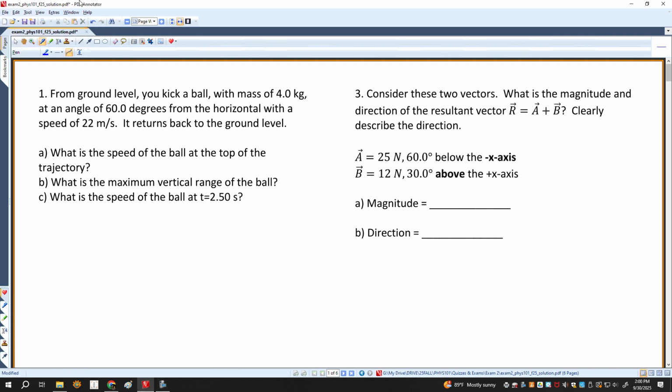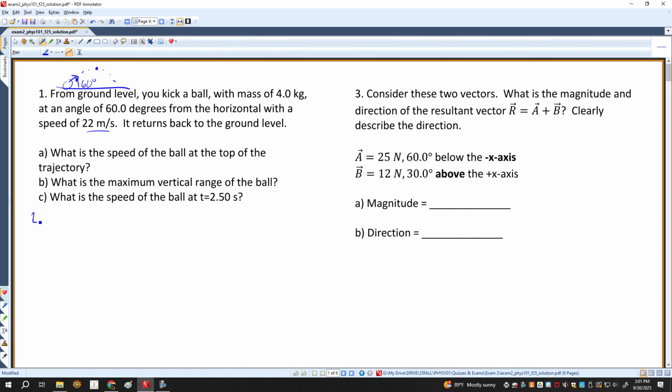Okay, this is exam 2, fall 25. From ground level, you kick a ball with a mass of 4 kilograms. It goes up and then it comes back down again. I give it an initial velocity of 22 meters per second, and then it returns back to ground level. And the angle here, I tell you, is 60 degrees. I want to know the speed of the ball at the top of the trajectory.